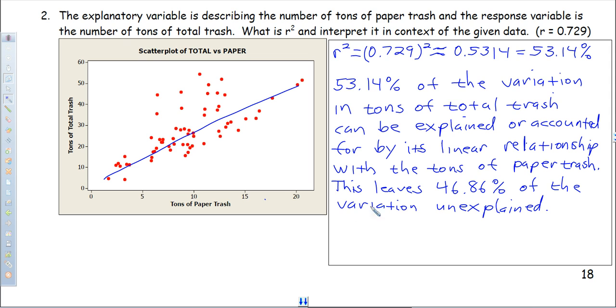So what other variables might account for this unexplained variation? Remember, we're trying to predict the tons of total trash, and we want to know how much of the variation we see here is explained by the tons of paper trash. Well, what other type of trash is out there? There's biological waste, oil-based trash, metallic trash. So other types of trash may account for this missing variation in tons of total trash. We may be able to identify every single possible type of trash, but just remember that there's always going to be natural variation as well.